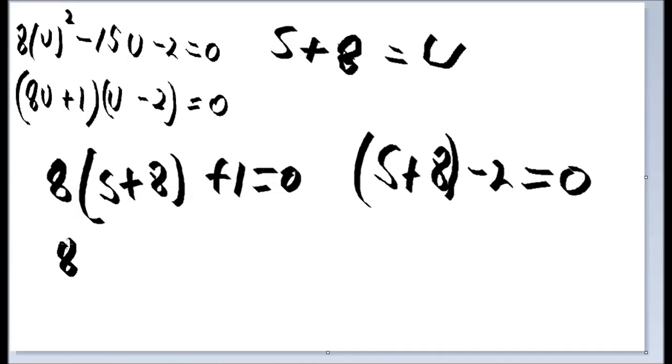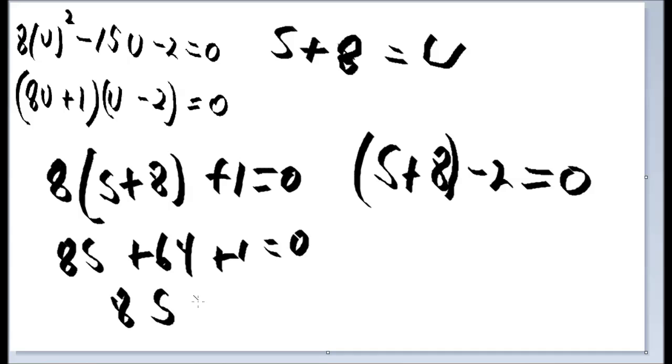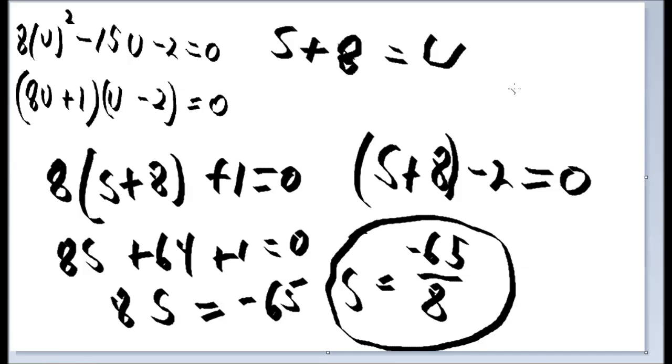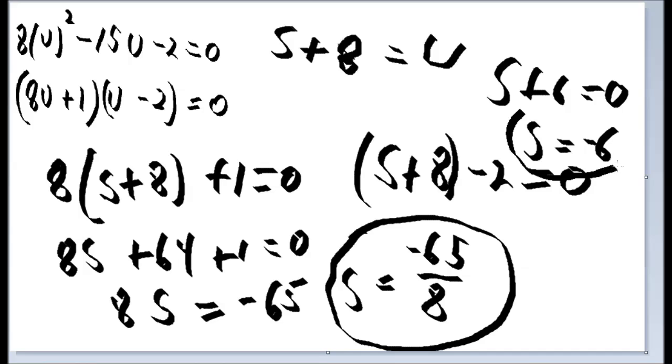So you have 8s plus 64 plus 1 is equal to 0. So you have 8s is equal to negative 65, and then you have basically s is equal to negative 65 divided by 8. And up here, if we want to work on that, this is one of the answers right there. Over here we have s plus 8 minus 2, so that would be s plus 6 equals 0, so then you'd have s is equal to negative 6. Let me circle that answer there too. Try to fit it all in on one page.